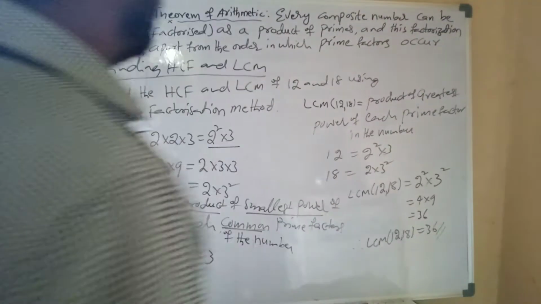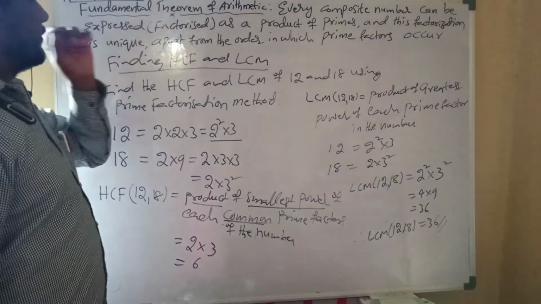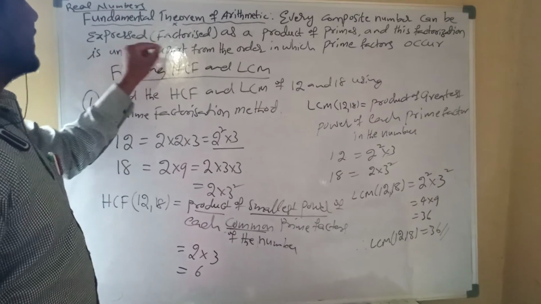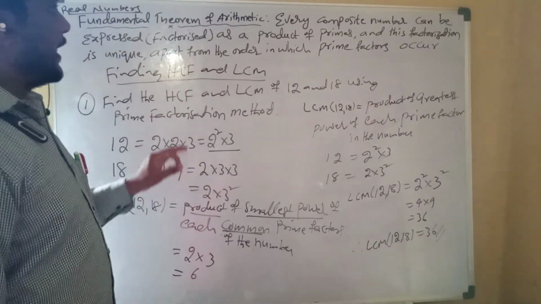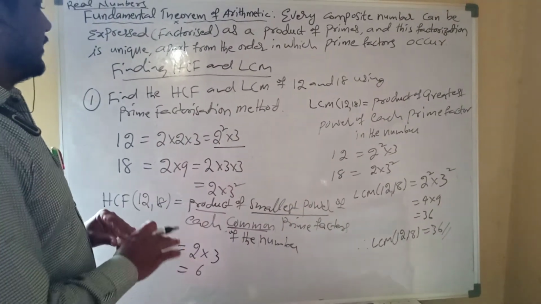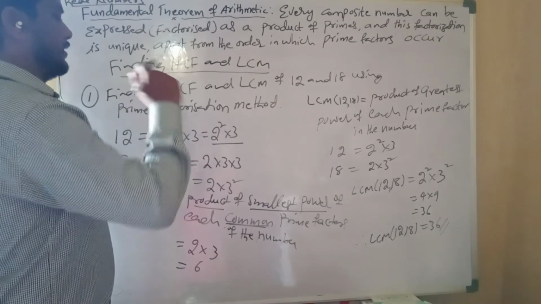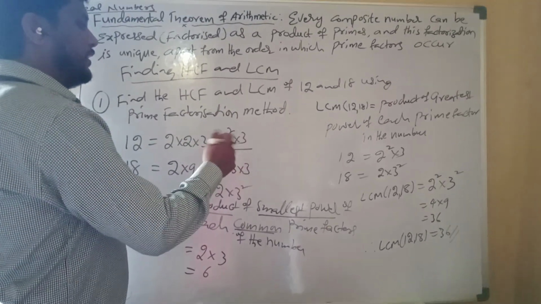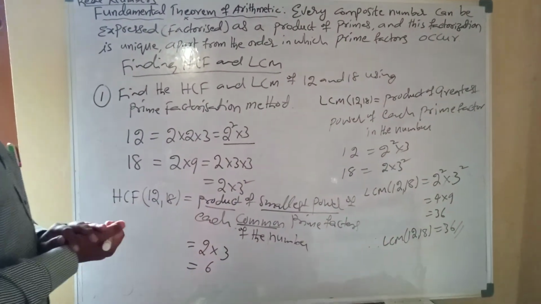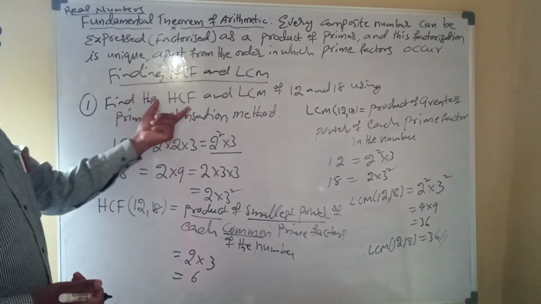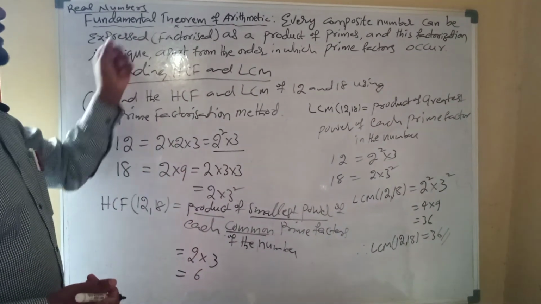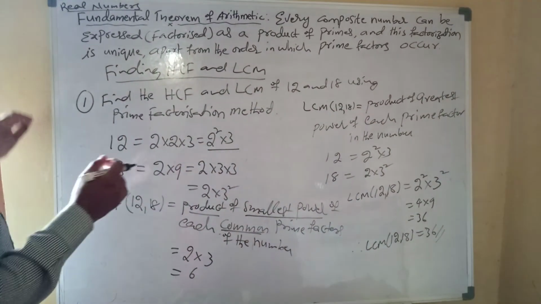Students, listen once again here. The fundamental theorem of arithmetic says every composite number can be expressed as a product of primes, and this factorization is unique. The order may be reversed: it can be 2 square into 3 or 3 into 2 square, but this factorization is unique. And we are taking one example here, how to find the HCF and LCM of given numbers using this fundamental theorem.